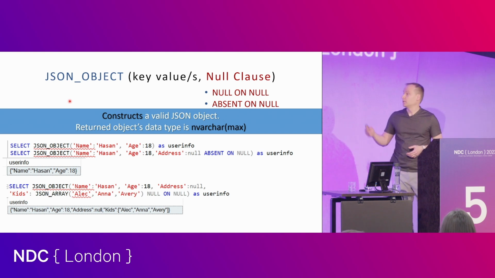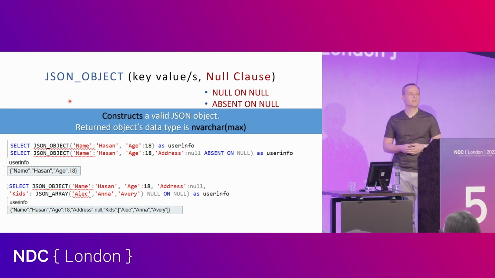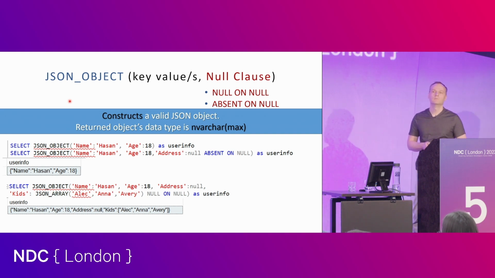And in here, on top of that, you can actually create arrays in the JSON document. As you can see, it's the same object. I have my address null, and I'm creating a kids array, and I'm passing the names here. And I am using NULL ON NULL. So as you can see, my address is here now. And those parameters work the same way in the JSON array or JSON object.